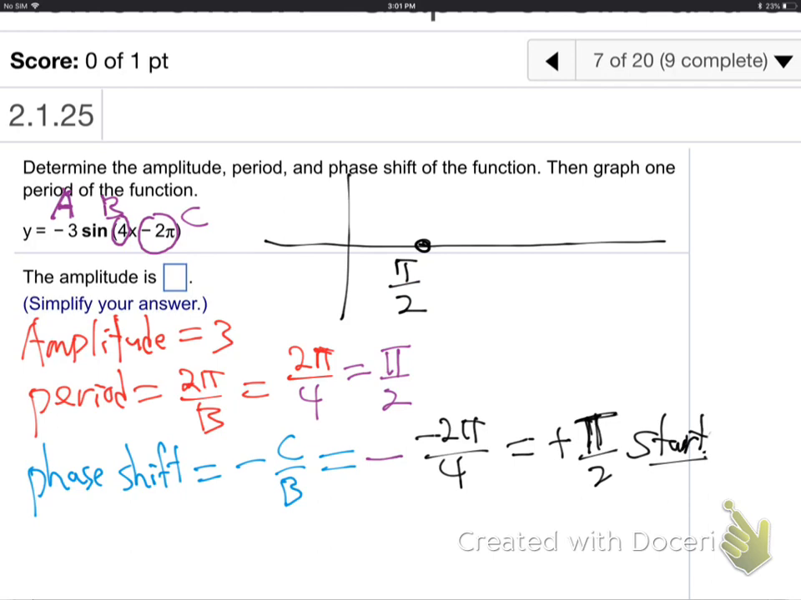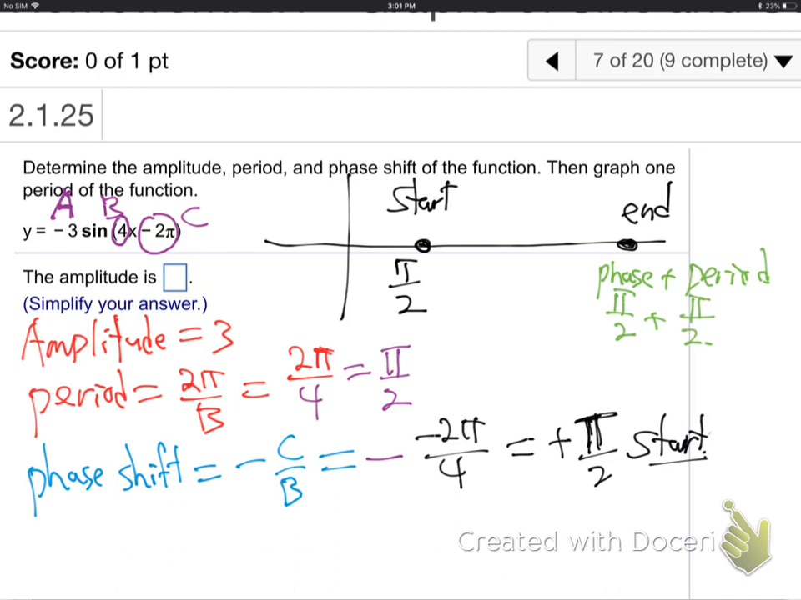Okay. And then the period, how do you find the ending point? So it starts at pi over 2. It starts at the phase shift. And the ending point is always the phase shift plus the period. So that's going to be pi over 2 plus pi over 2.